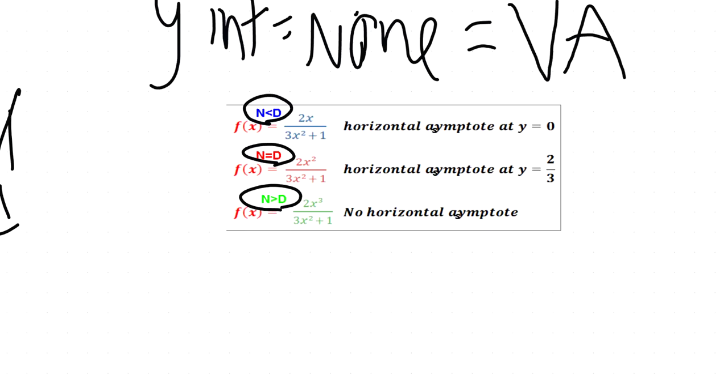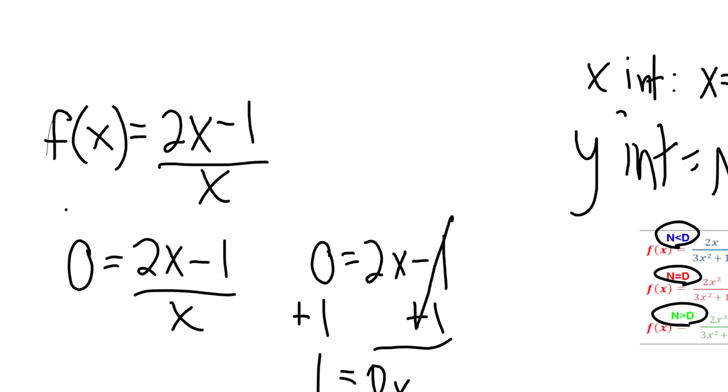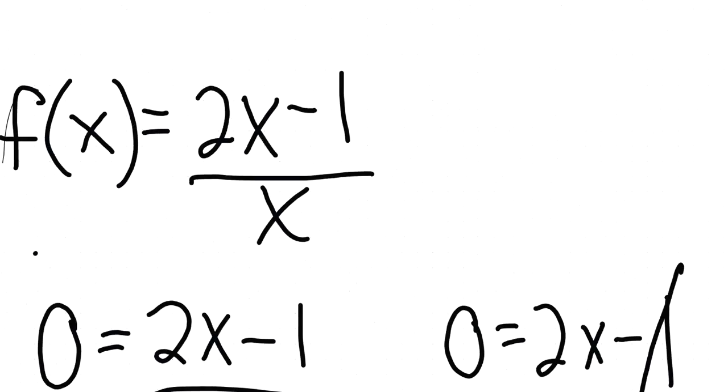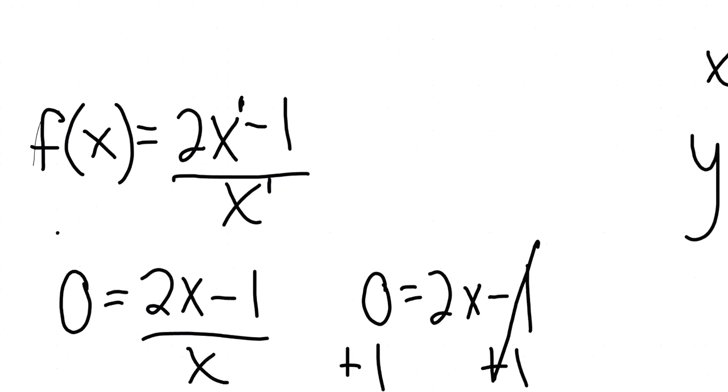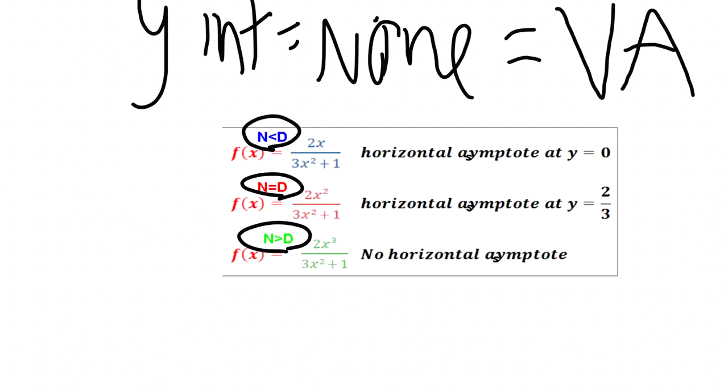So for this problem, let's go back to our problem. The degree, our highest x value, is a 1. If there's nothing written there, you know it's a 1. And then the x on the bottom is also a 1. So I've got a degree of 1 on the top and the bottom, which means they're equal. So I'm going to use the middle option, where it says the horizontal asymptote is y equals 2/3.